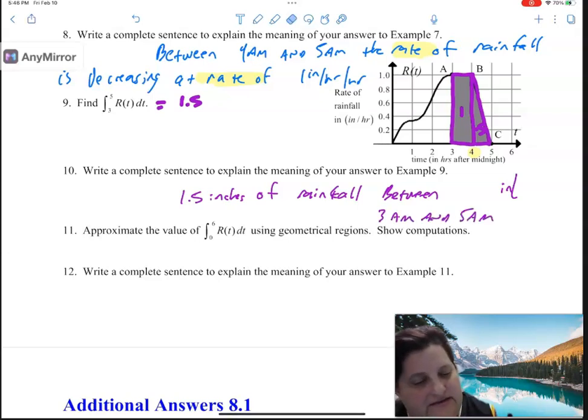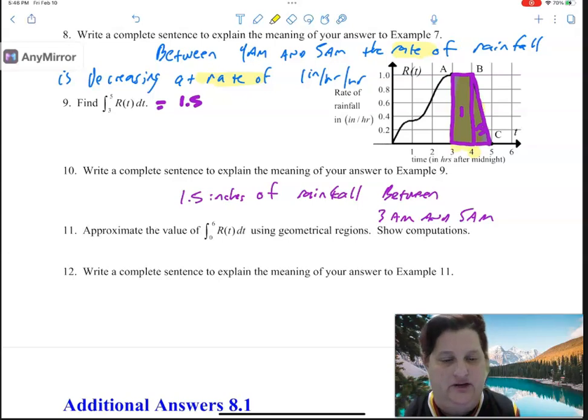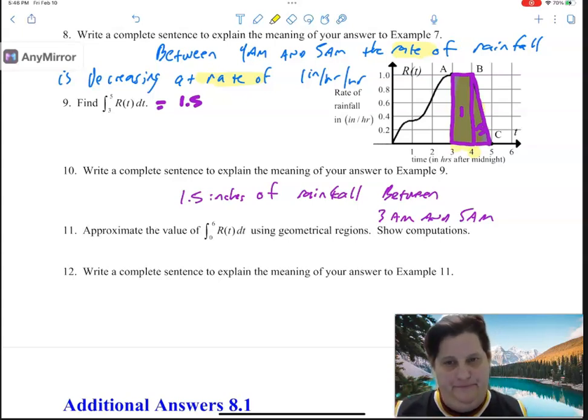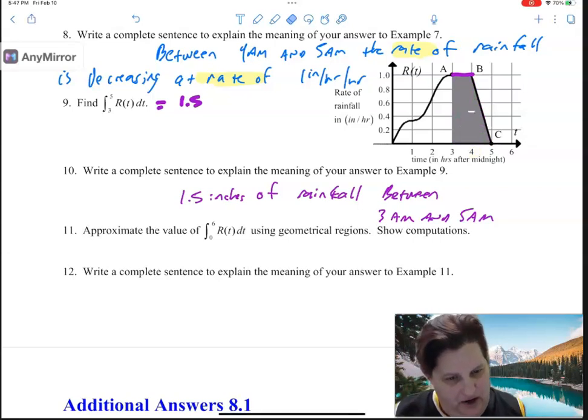This idea is super, super important. The idea of an area being an accumulation, especially when you're taking an area of a rate graph, all right? So this is the rate of rainfall, and between this time and this time, if I find the area under the curve, that is the accumulation of rain from 3 a.m. to 5 a.m., okay?